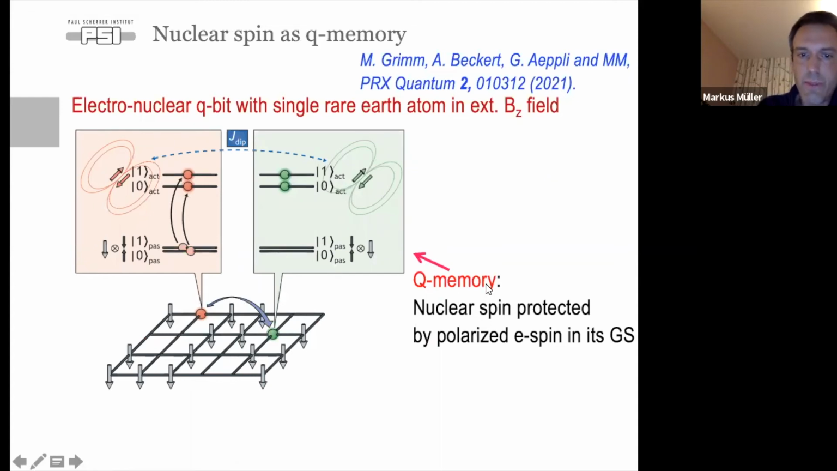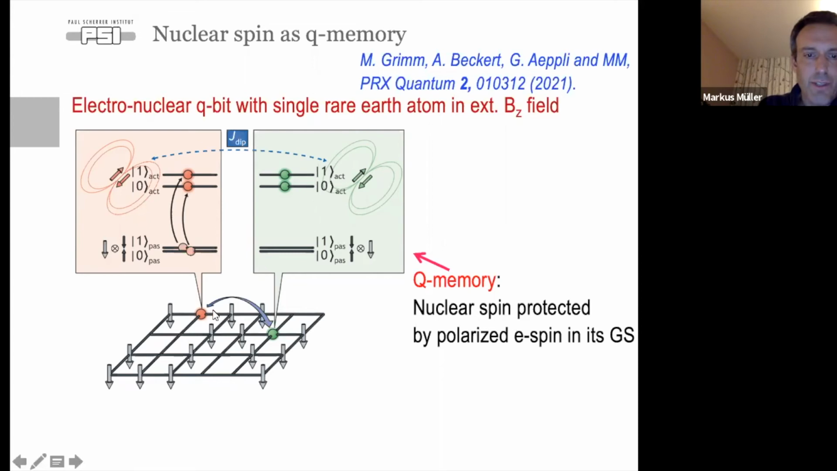The quantum memory would be a nuclear spin that is well protected by a polarized electronic spin in its ground state. So if you think about the holmium example before, you would polarize the holmium spin, the electronic spin, in a certain direction, and the qubit, the quantum memory, would be a pair of nuclear spin states quantized by this electronic spin. That's very well protected from dephasing.